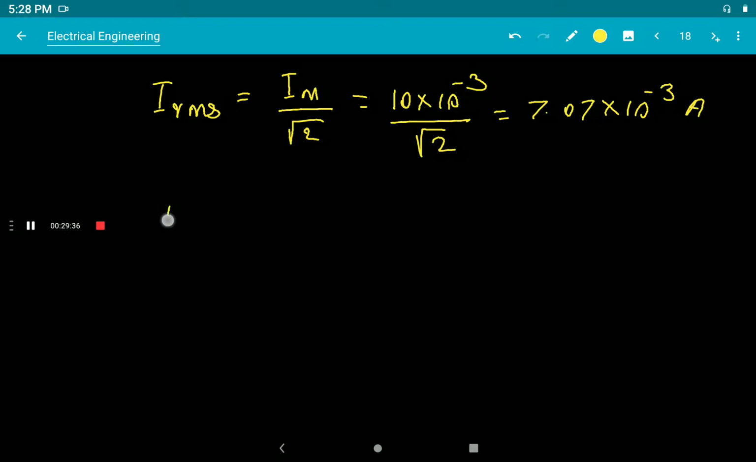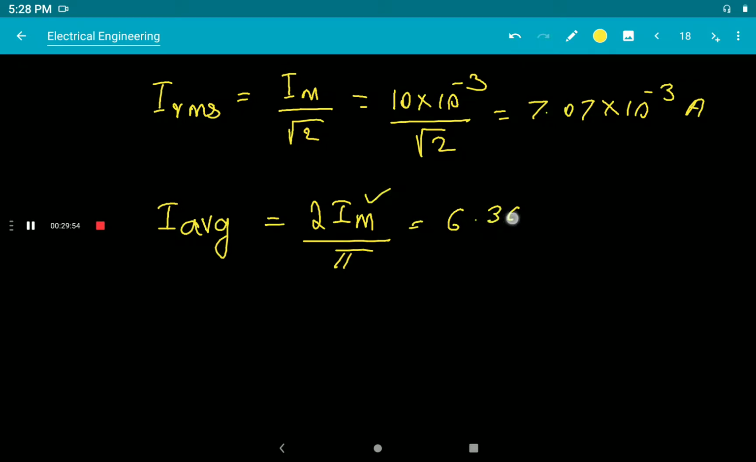Okay. Now, there is an equation for the average value of a sinusoidal waveform: 2Im by pi is the average value. We have studied the derivation of this, so you should know this equation, 2Im by pi. Substitute the value of Im here, and you will get 6.36 into 10 raised to minus 3 ampere.